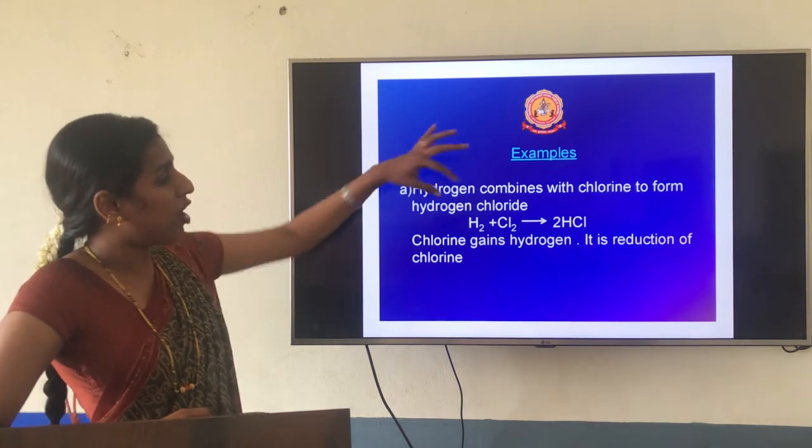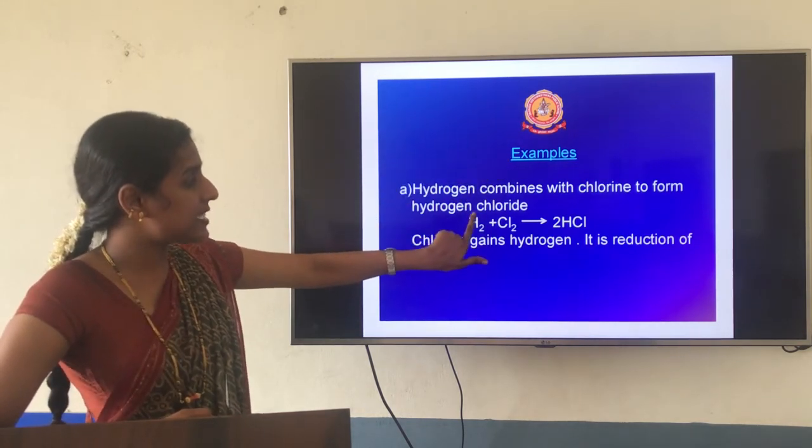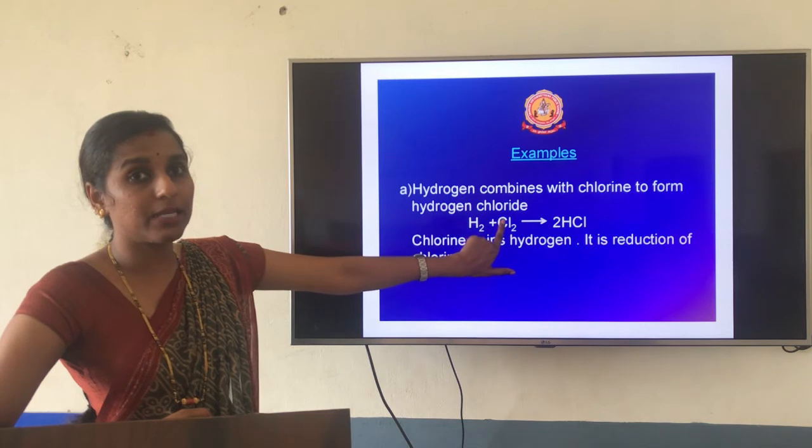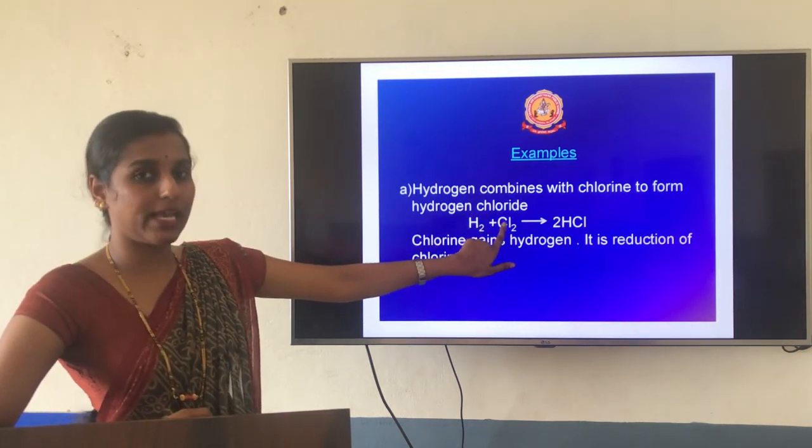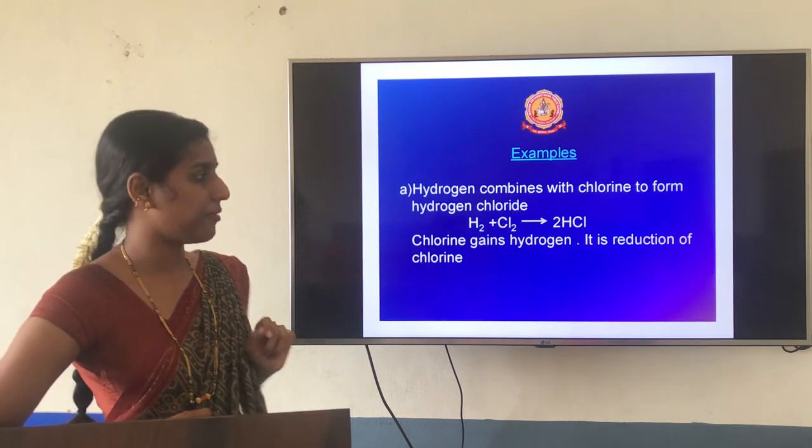So how is it formed? By the addition of hydrogen. Reduction is nothing but addition of hydrogen. So hydrogen is added, and we can say that reduction has taken place.